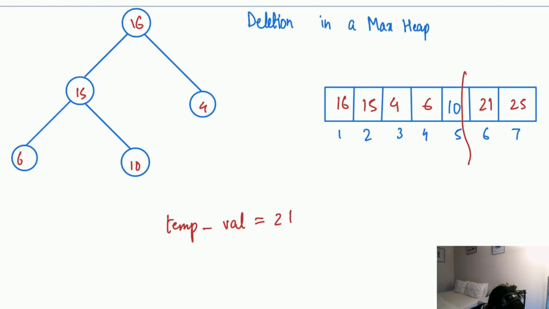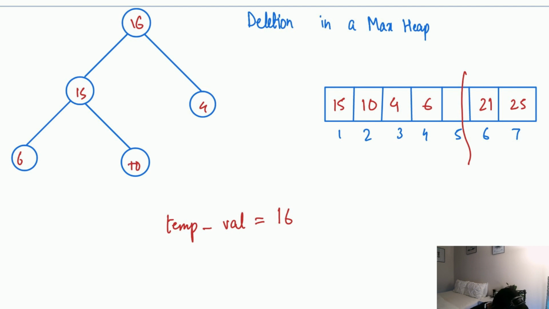Now again, let's start by deleting our root node and saving its value first. We delete 16, we move 10 into its place, which is the last element in the array, and we remove 10 from here. Now, we compare it to its children. Since 15 is greater, we move 15 into 10's position, and then we compare to 10's children, which is 6. 6 is lesser than 10, so no more swaps.